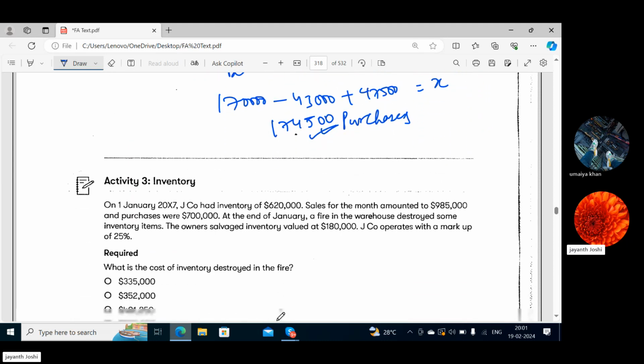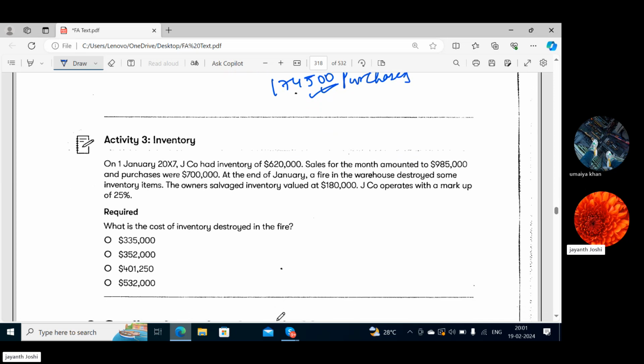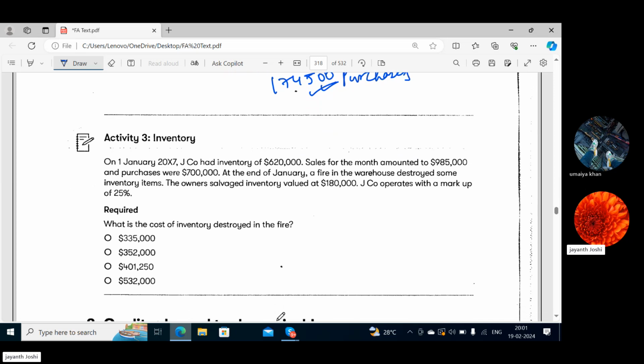Next, activity 3. Here we have to find the value of inventory. On 1st January 2017, J Company had inventory of $620,000. Sales for the month amounted to $985,000 and purchases were this much. So inventory value is given, sales value is given, purchase value is given. At the end of January, a fire in the warehouse destroyed some inventory. The owner salvaged inventory valued 180,000, that means this much inventory was saved. J Company operates with a markup of 25%. We have to find the inventory destroyed in the fire.